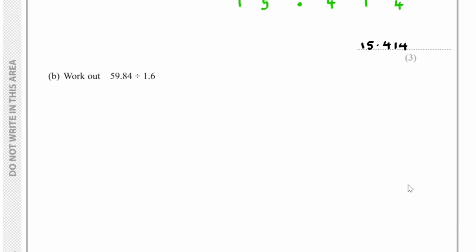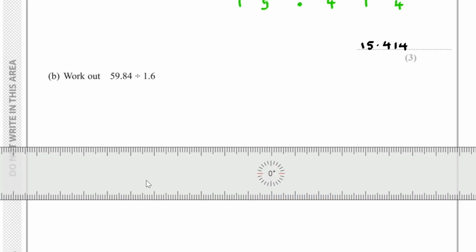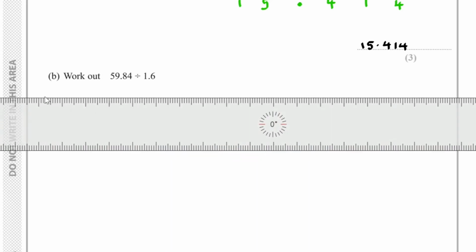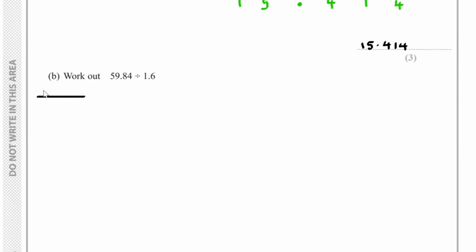Next, we have to work out 59.84 divided by 1.6. There are a couple of ways of doing this. I'm going to write this as a fraction. We've got 59.84 divided by 1.6.